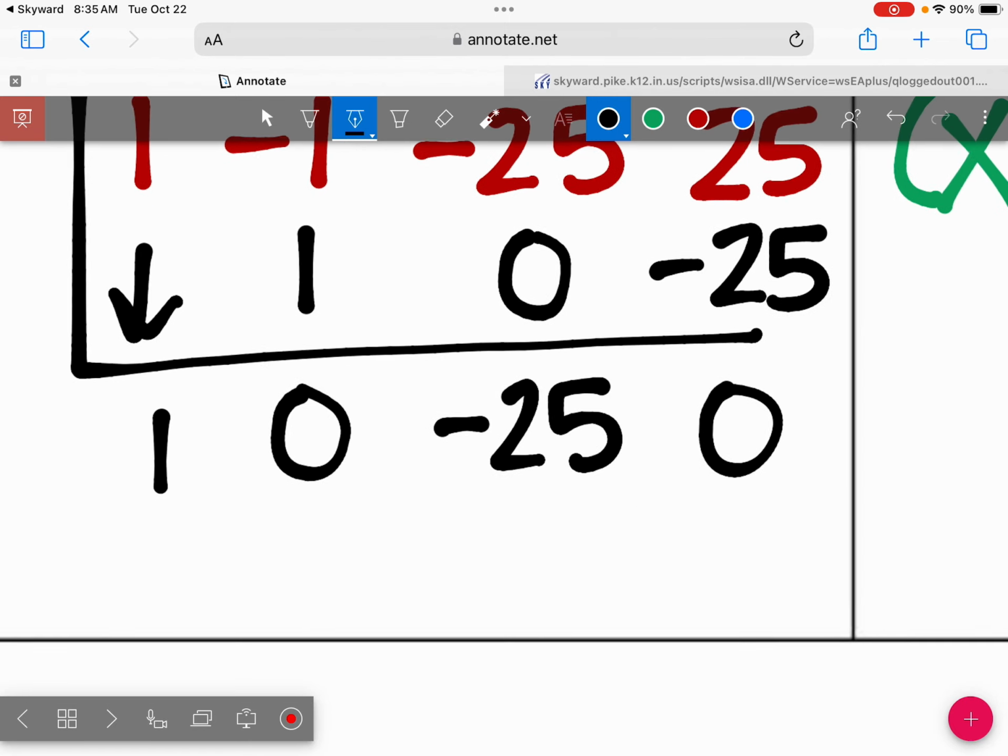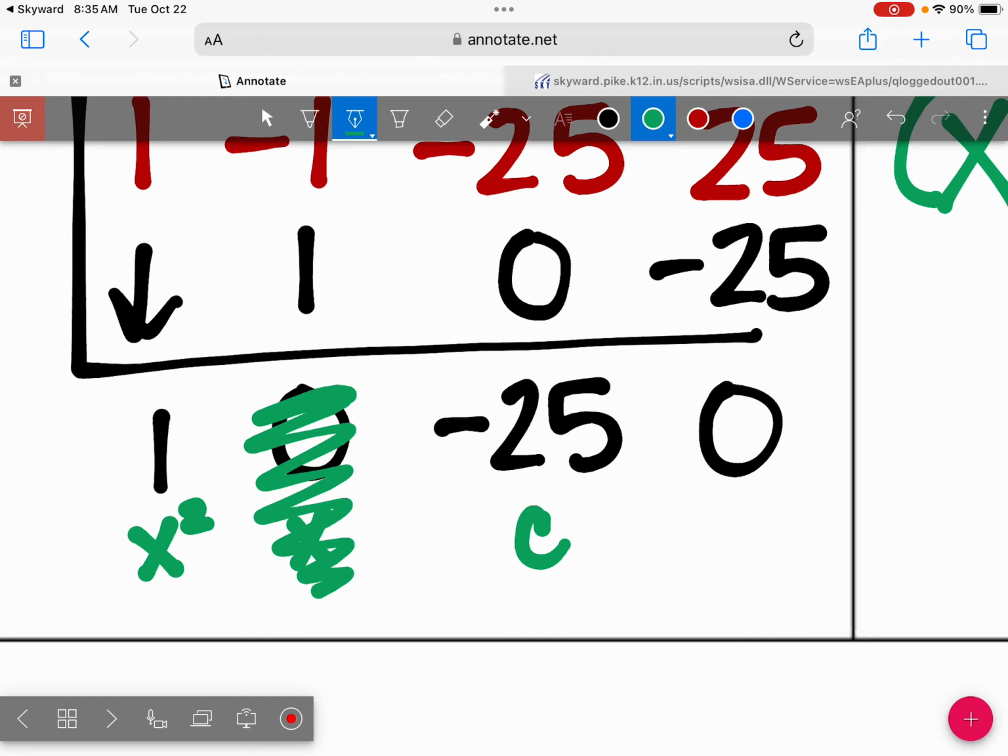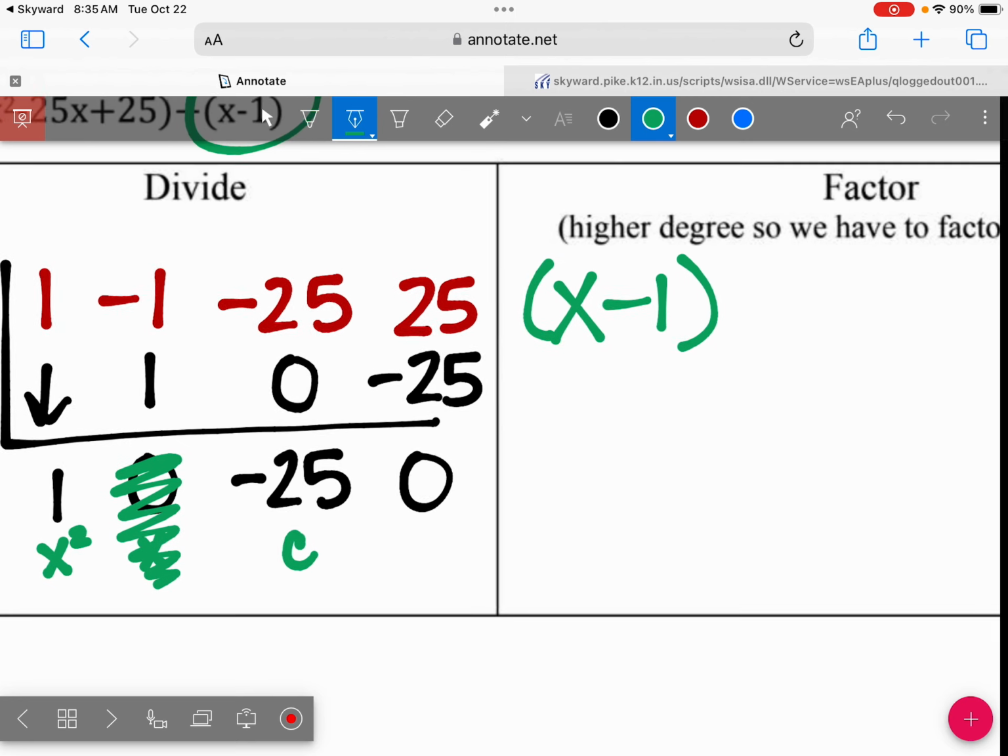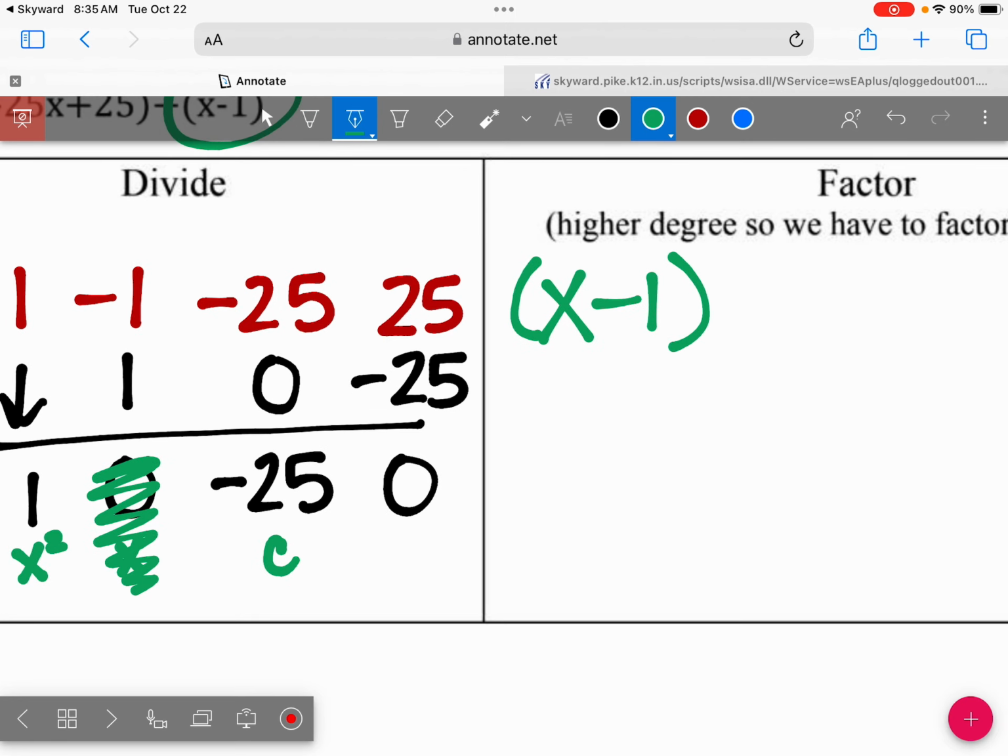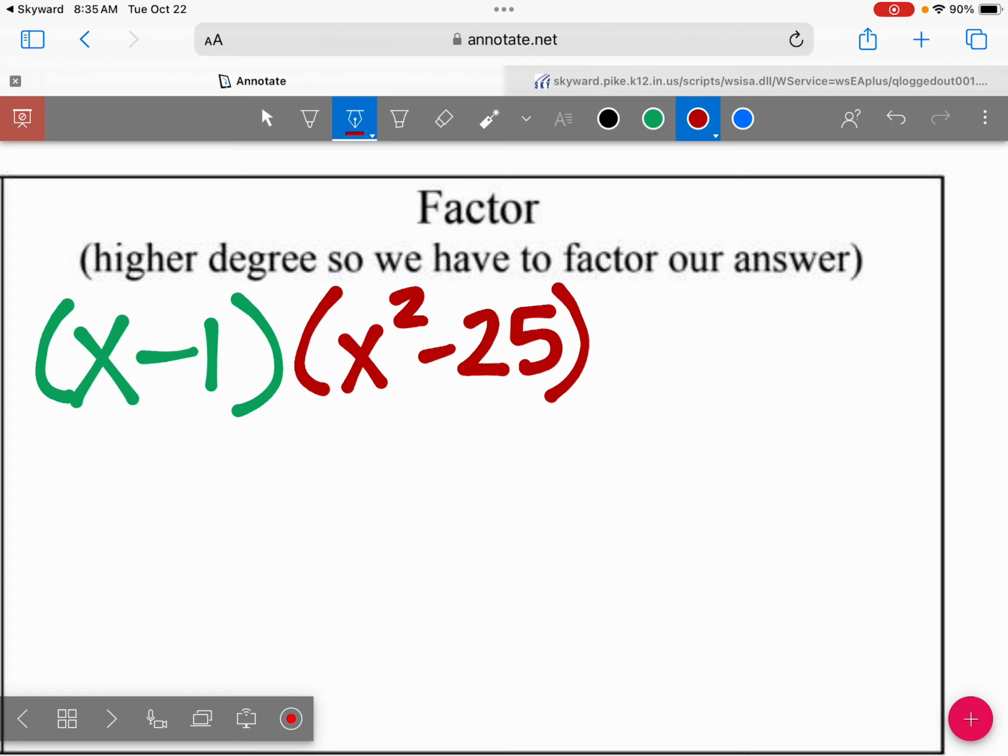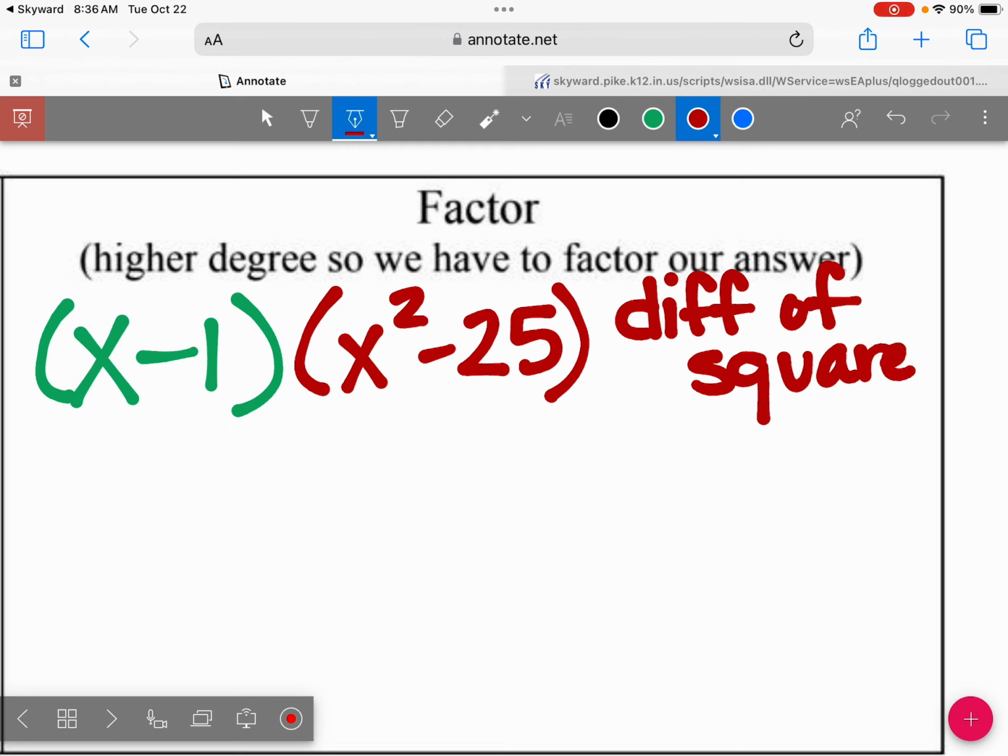So this time, we actually end up with a pattern. Because remember, this is my x squared, this is my x, and that's my constant. Anytime x is 0, we just drop it. So what we're left with is x squared minus 25. And if we go back to what we learned last week, this is the difference of squares, which is a special pattern that does not require a box. You're going to make your 2 parentheses.